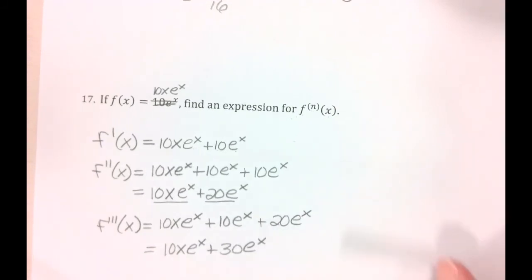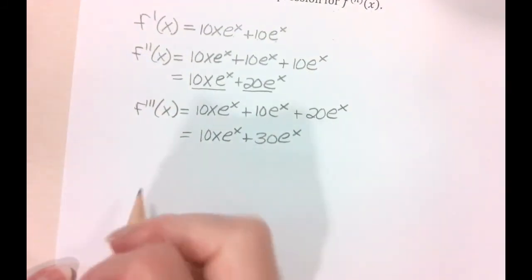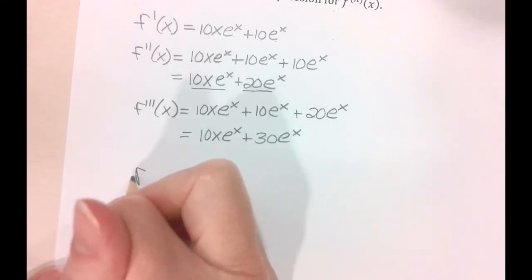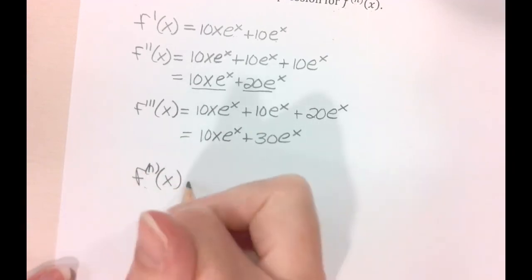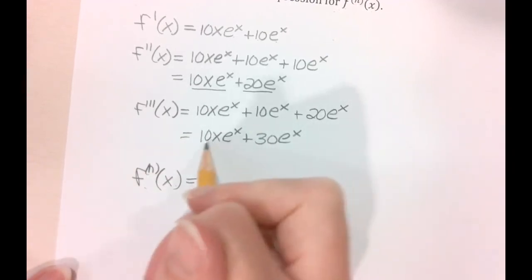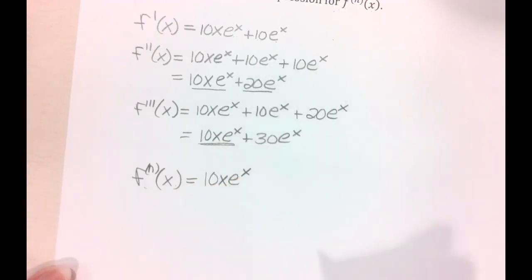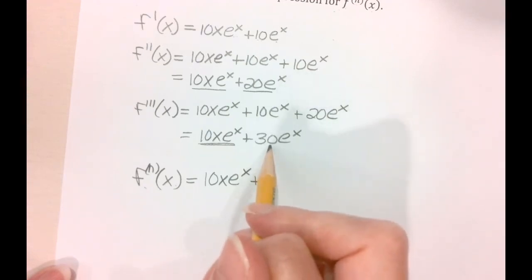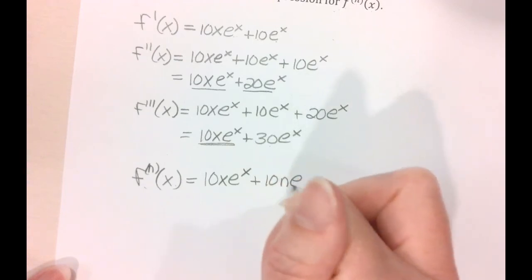And at this point, you might see the pattern in what's going on for the derivatives. If you don't, you could keep doing a couple more derivatives. But the nth derivative is going to be that product, which is coming up in each derivative, plus 10 times the derivative I'm on, so 10n e to the x.